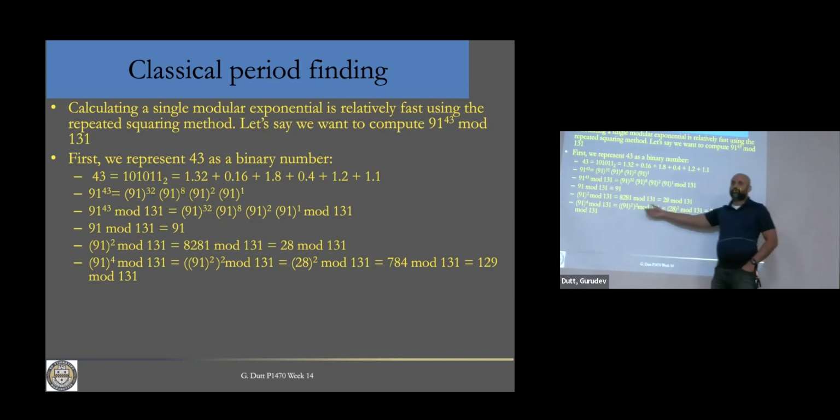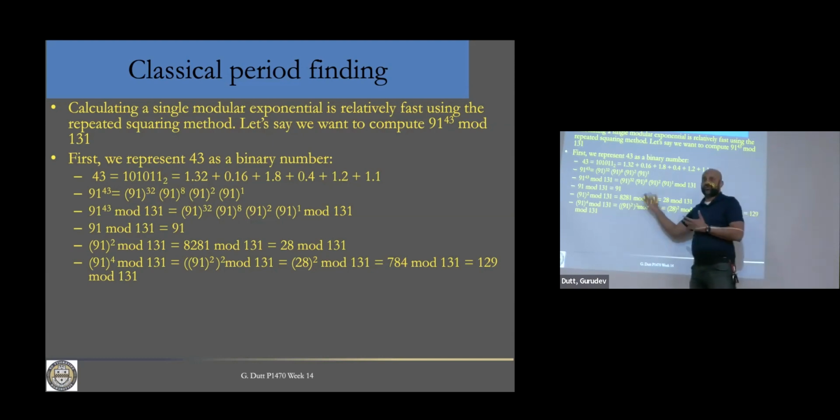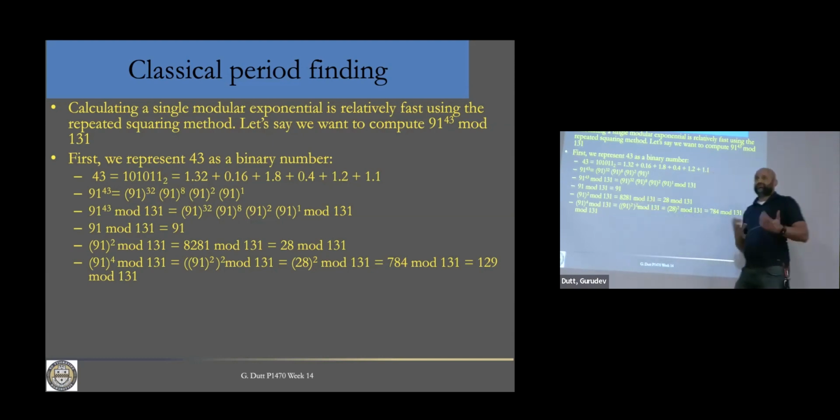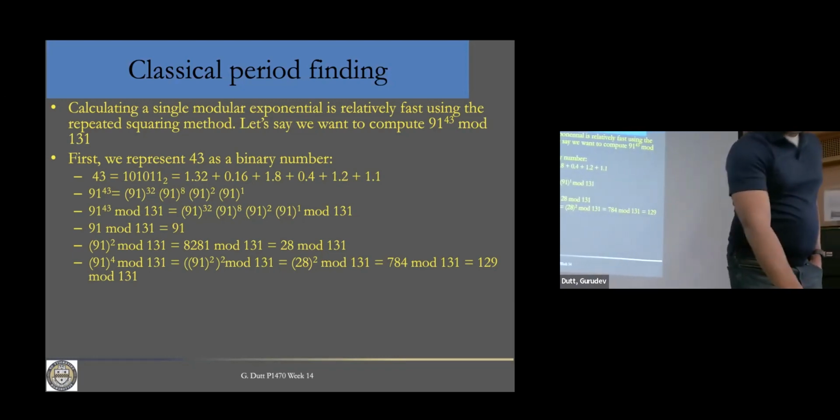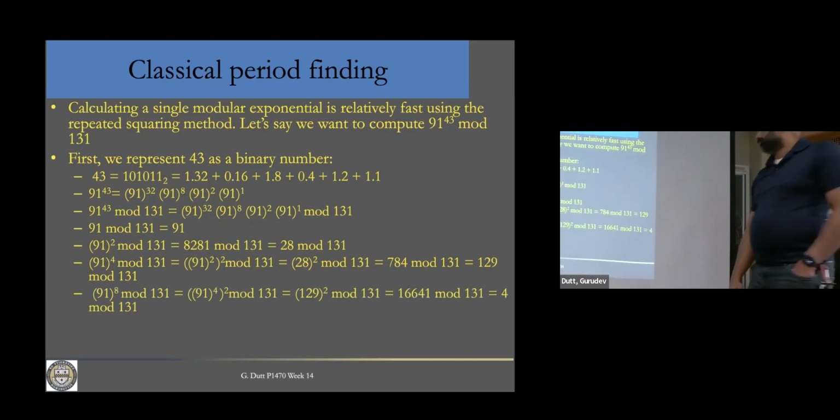You can see that if you think about what happens if I multiply two such things together. So 91 squared times 91 squared, each of them leaves behind a remainder 28. Therefore, the answer must be 28 times 28. So therefore, that's 28 squared modulo 131. And that's 784 modulo 131, which again on a calculator gives me 129 as a remainder. Okay, let's go to the next one.